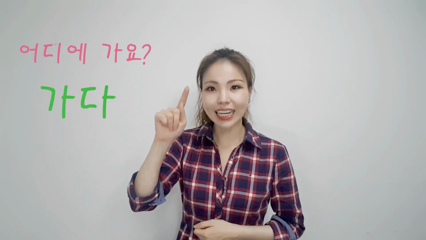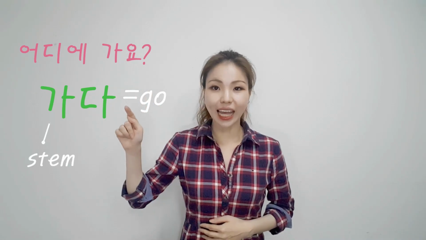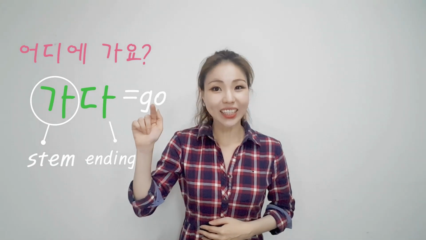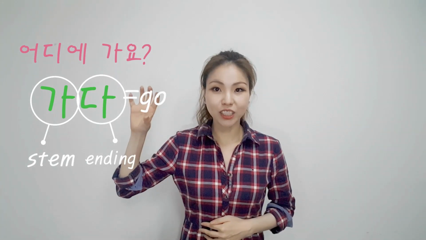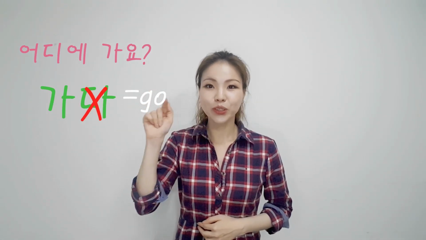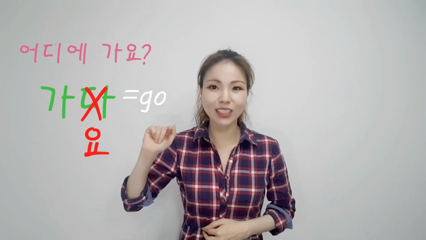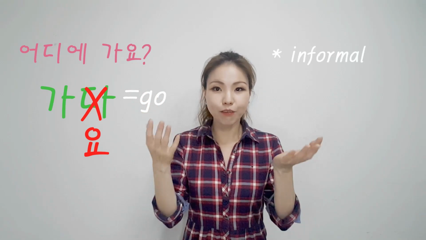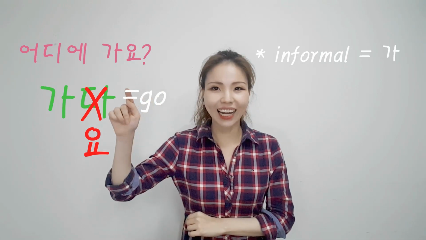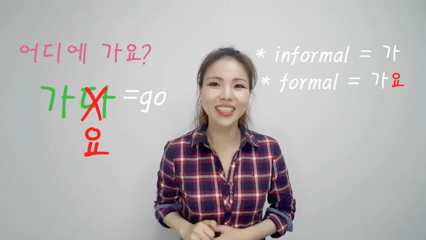Where are you going? The main verb is 가다, the go verb. So the original form of go is 가다. 가 is the stem, 다 is the ending. 다 doesn't mean anything. So when we use a verb, we always change the verb form. Delete 다 and put 요. So 어디에 가요? 가 means go. If you want to say informal language, just use 가. And if you want to say formal language, then just put 요.